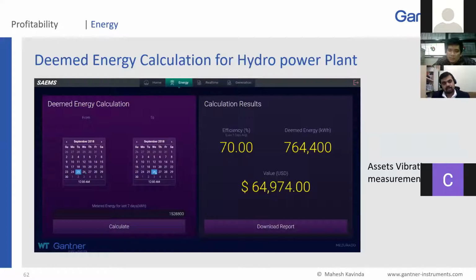We have done deemed energy calculation for hydropower plants. This application was for Uganda, Africa. Over there we are monitoring hydropower plants: the penstock, spillway, and the turbine inlet, the water power, water pressure, water levels, plus the turbine performance and the power generation. And the efficiency, deemed energy, and how much money has been generated from that particular power plant.